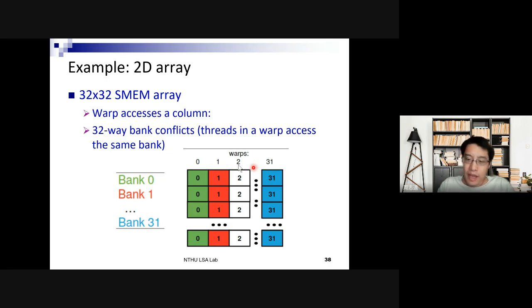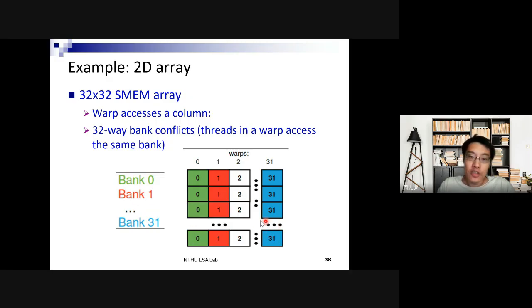After 32 elements, we roll back, so for the second row, again the first element will be placed on bank 0, and so on. You can see that all the elements of the first column are stored in bank 0, and the second column, in red, is stored on bank 1, and so on. So it happens that every column is stored on the same bank in this case.